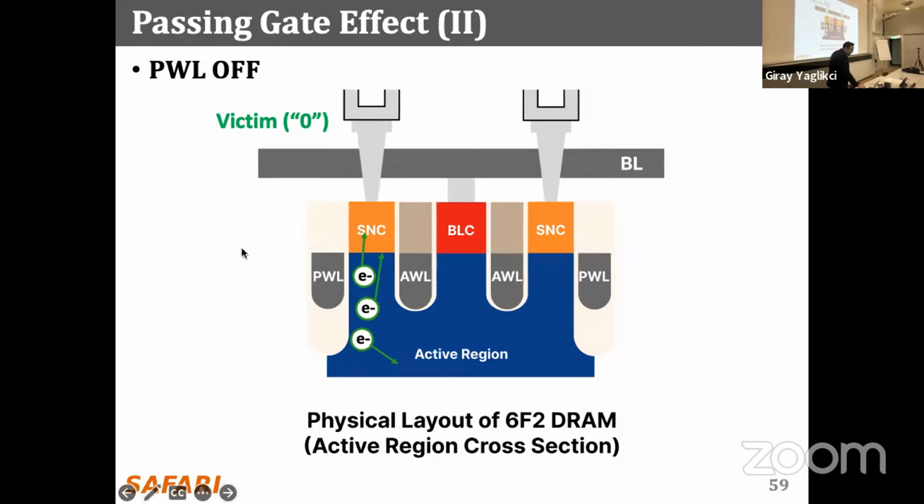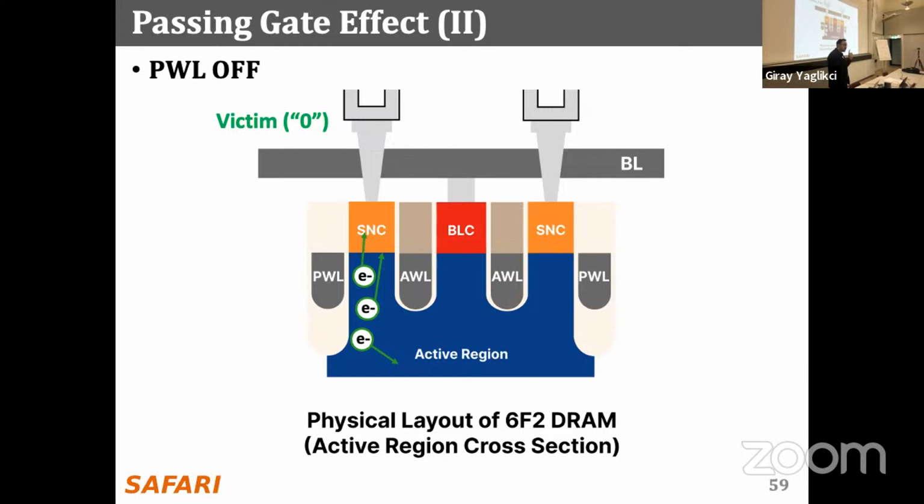You hammer this row, and then you observe bit flips in this row. You hammer this row, you observe bit flips in this row. But whatever other row you hammer, you don't observe bit flips in these two rows. So hammering this one does not induce bit flips in this one, for example. So it was something really particular in Micron chips. Some of them.